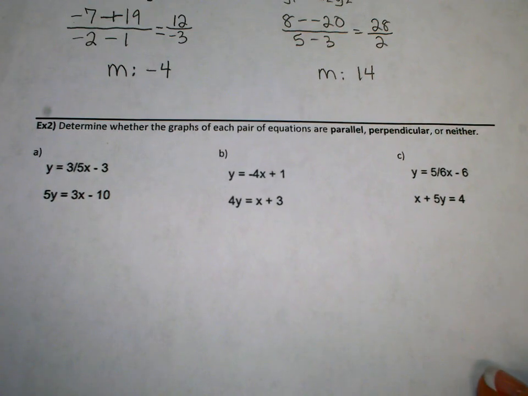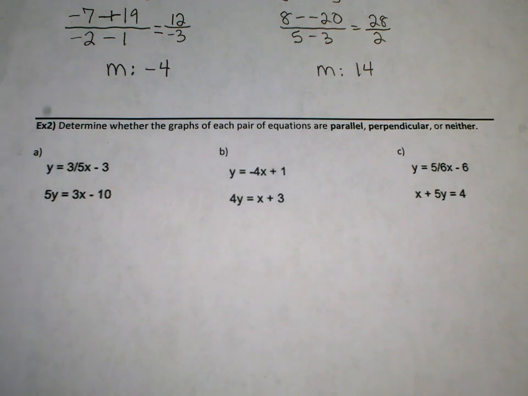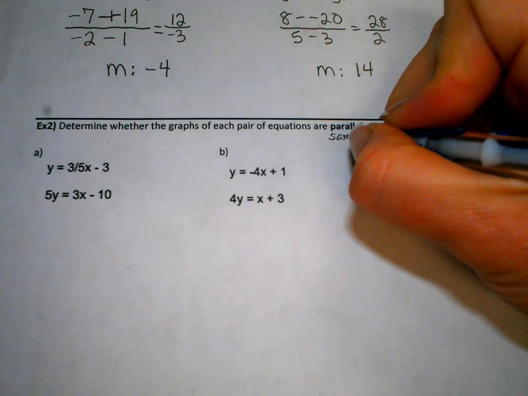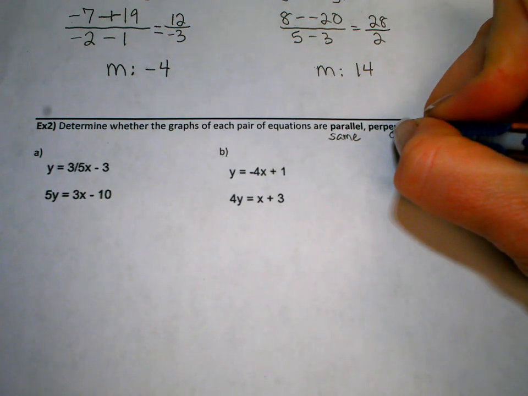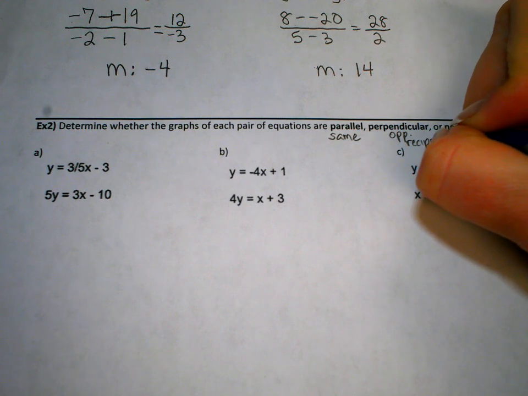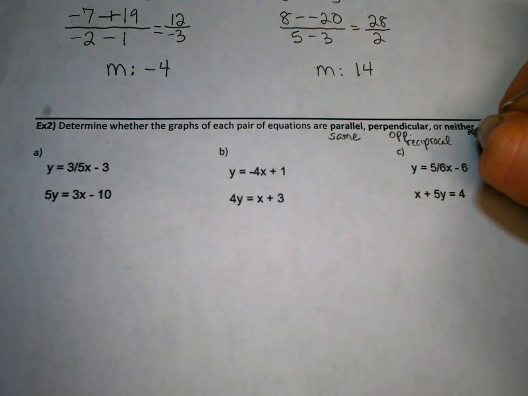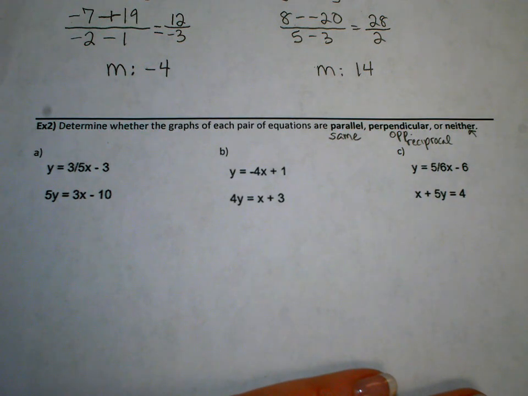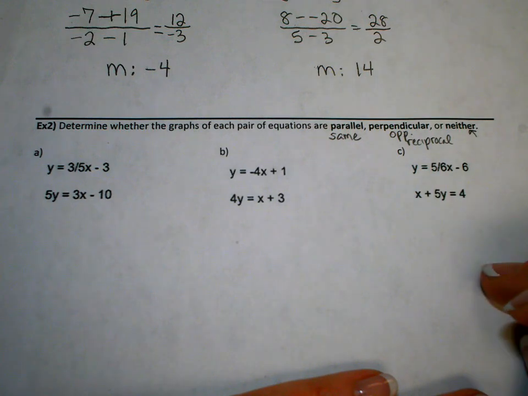Example number 2. Determine whether the graphs of each pair of equations are parallel, perpendicular, or neither. So I'm just looking at the slopes. Parallel lines have the same slope. Perpendicular lines, opposite sign, reciprocal fractions. Neither means there's literally nothing in common. The numbers are not the same. The signs may or may not be the same, but that just means there's no correlation.